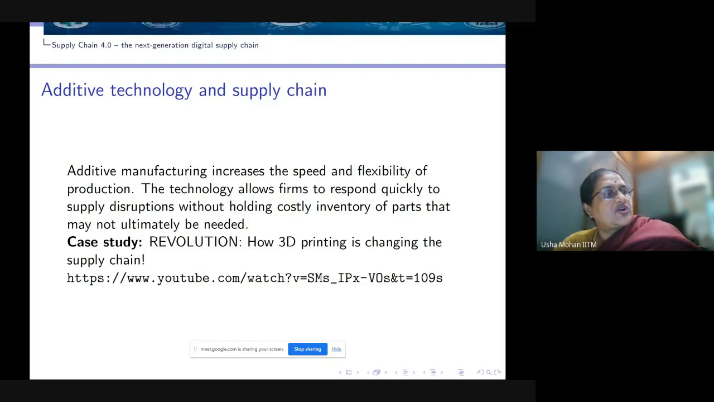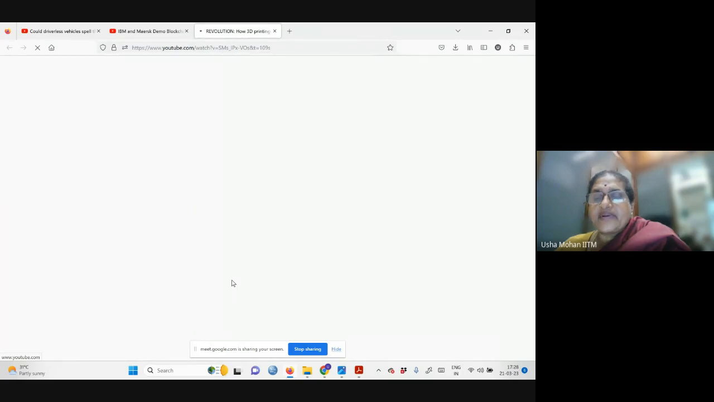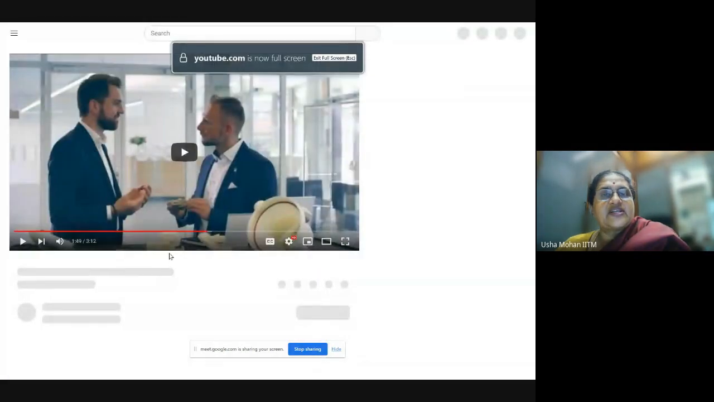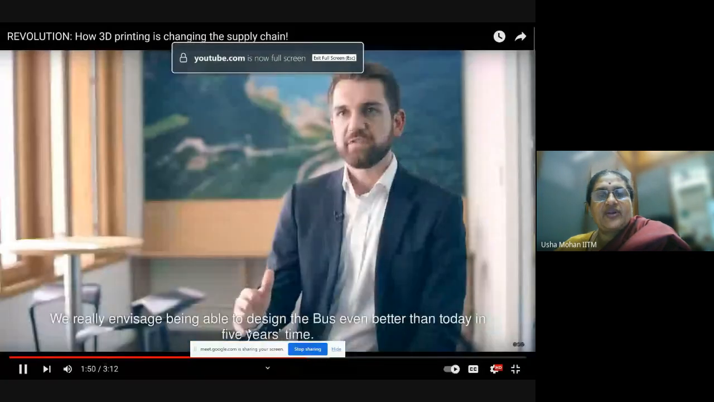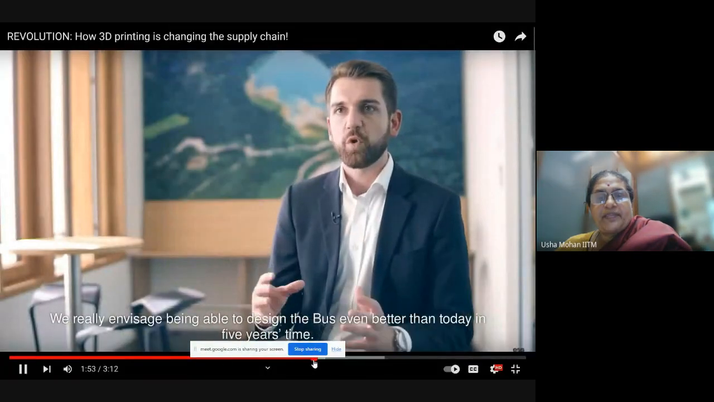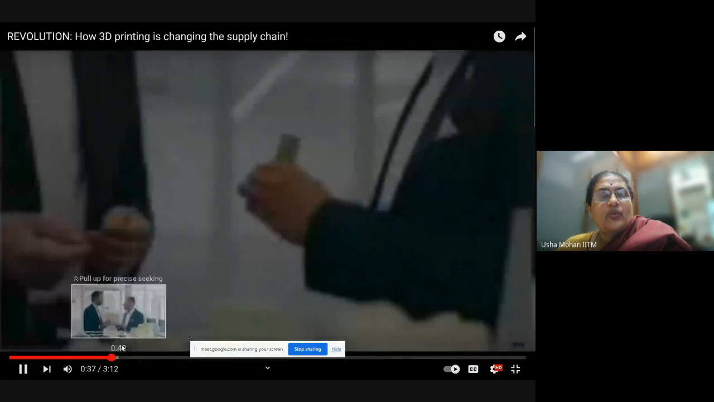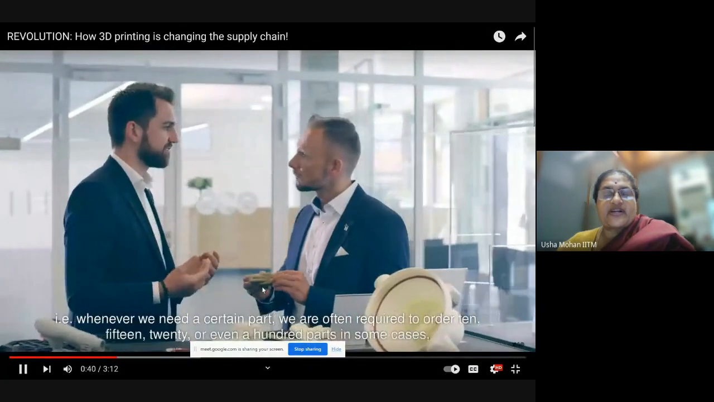Additive technology or 3D printing. One of the companies which have pioneered 3D printing are companies in Germany, where you can see the following. I'll just show you a glimpse of it, where they are making all these parts.